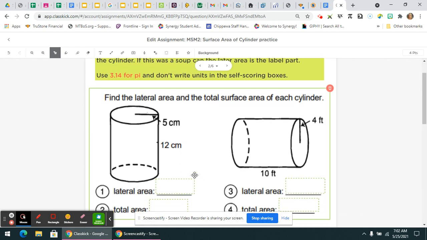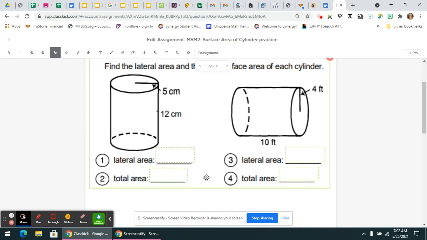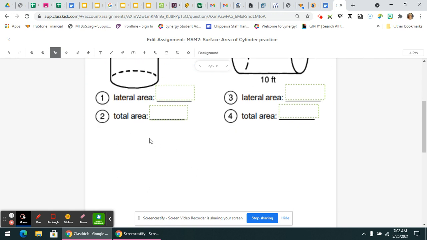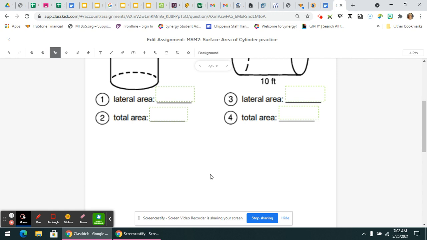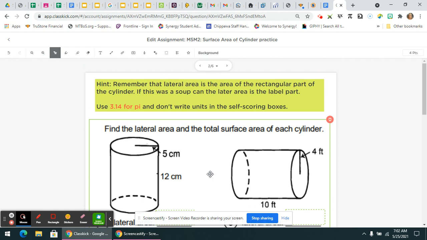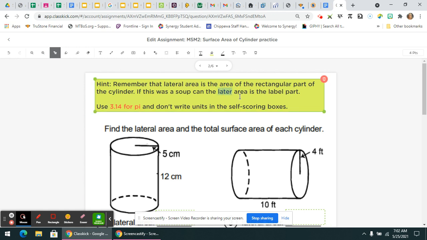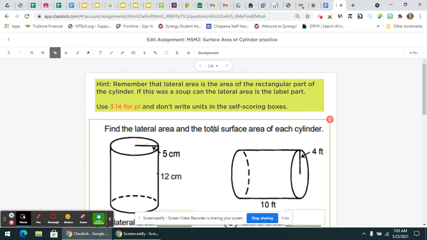So again, notice you've got questions 1, 2, 3, 4 on this first page. You can use all of this space lower to do your work, or if you wish to use your whiteboard and screenshot, you can do that. I'm going to go through question number 1 with you to model how you should be working these out. It says, hint, remember that lateral area is the area of the rectangular part of the cylinder. If this was a soup can, the label should be lateral. The lateral area is the label part. Okay, so use 3.14 for pi and don't write units in the self-scoring boxes.